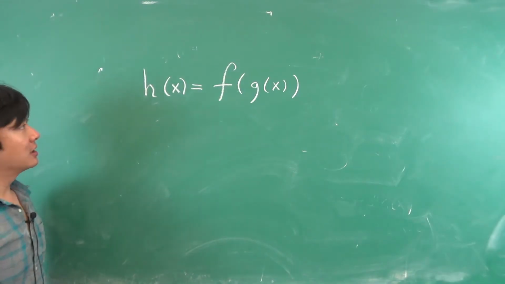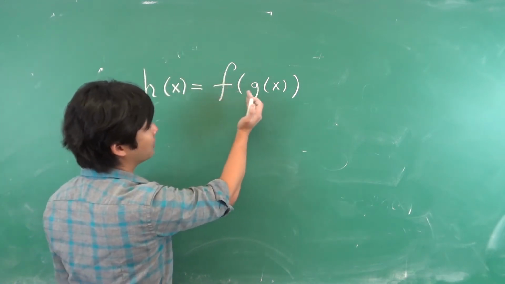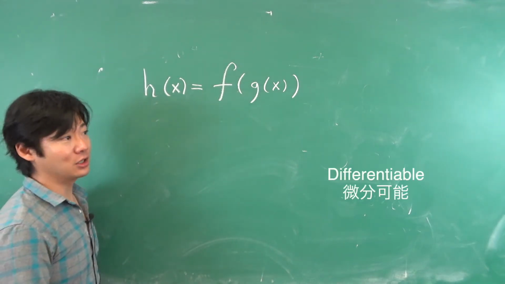In this video, we will go over how to differentiate compositions of functions, otherwise known as the chain rule. Suppose we have a function h, which is defined to be a function f composed with the function g, and we're going to assume that f and g are differentiable.